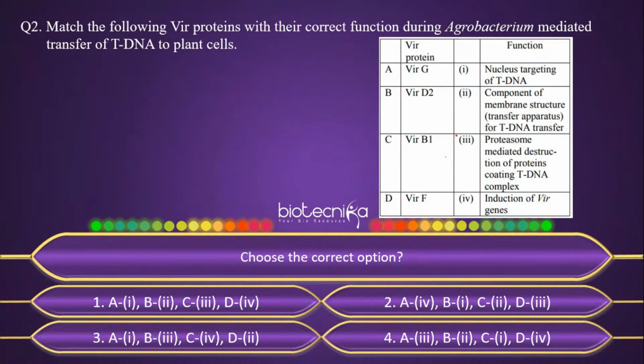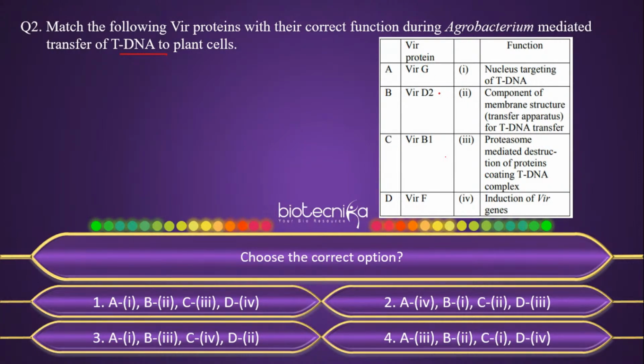So this is the match the following type question. Please go through it, everyone. Make sure that you always prefer to attempt these match the following type questions. So question 2 is about matching the following Vir proteins with their correct function during Agrobacterium-mediated transfer of T-DNA to plant cells. So you have to choose the correct combination.